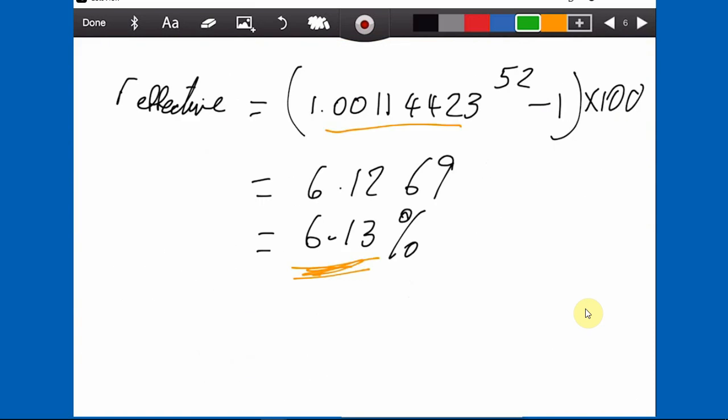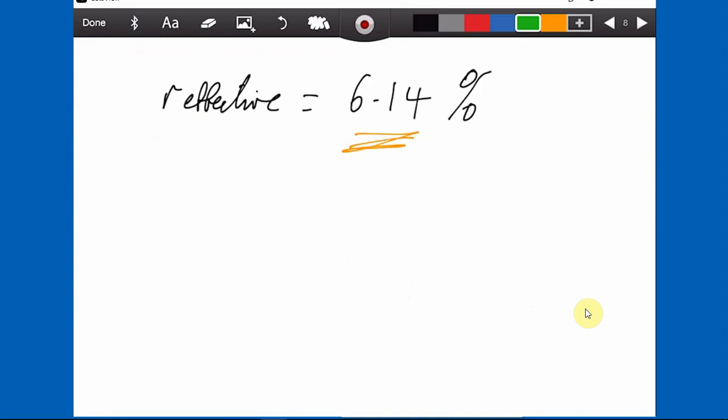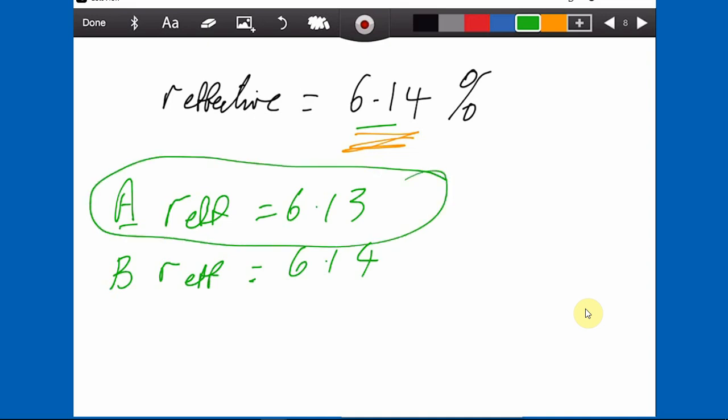And so option A is 6.13 effective interest rate, whereas the effective interest rate for B is 6.14. So for A, effective is 6.13, and for B, effective is 6.14. So because she wants to borrow, and when you borrow, you want to pay back as little as possible, that means for Brooke, option A is her best option.